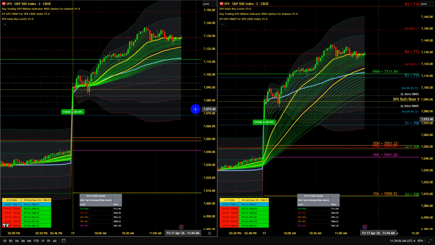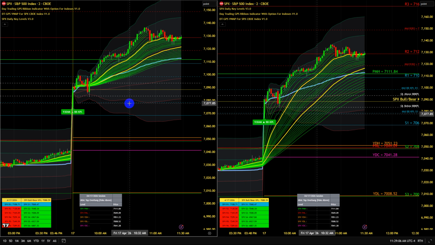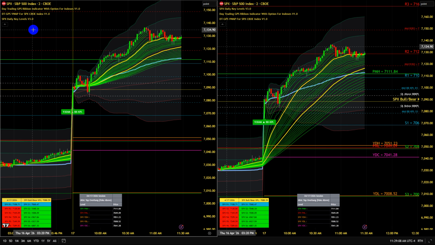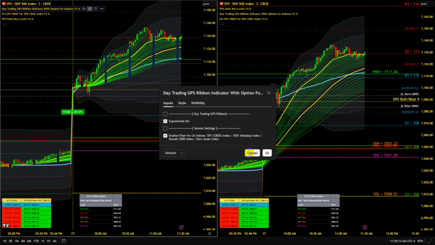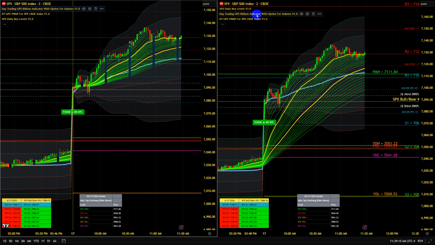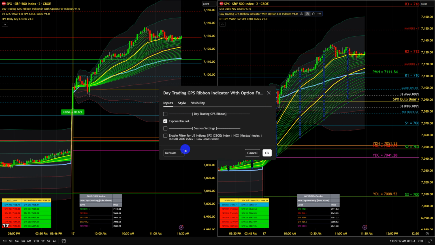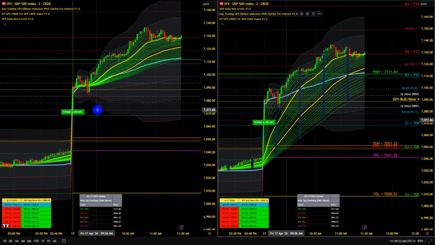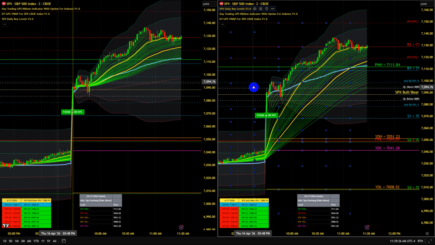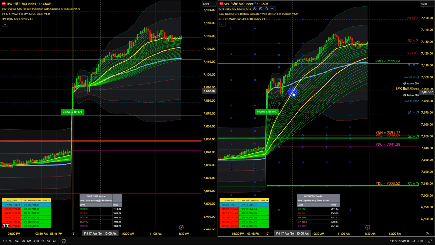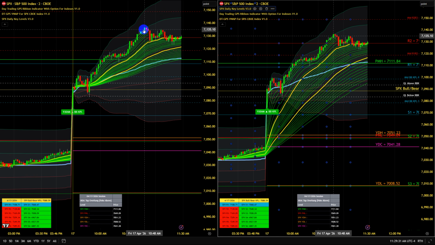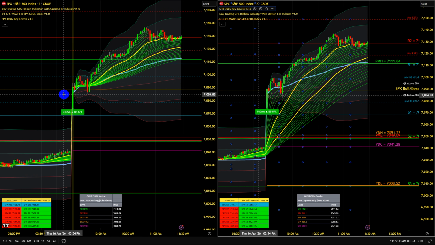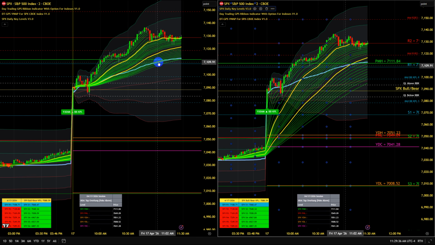All right, so here we have a dual screen. This side has the filter on. This side has the filter off. Both of these have the VWAP as well. The VWAP also has the VWAP bands. The VWAP itself is this bright blue line.